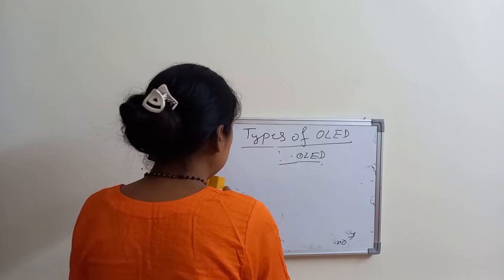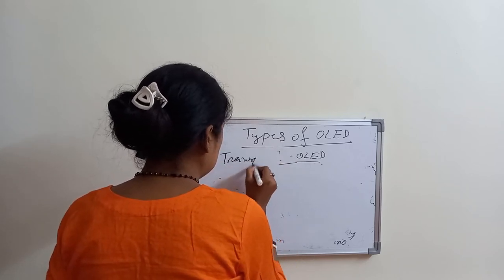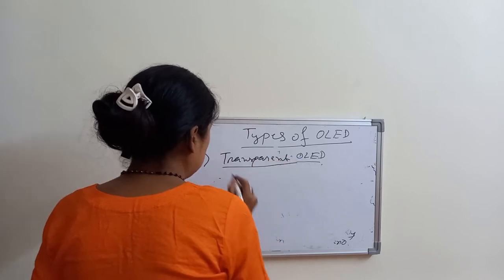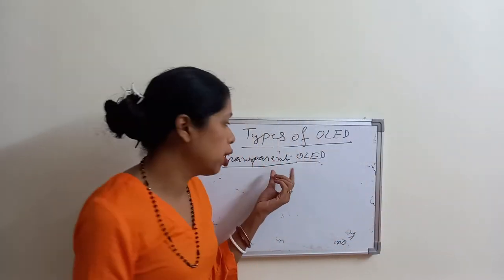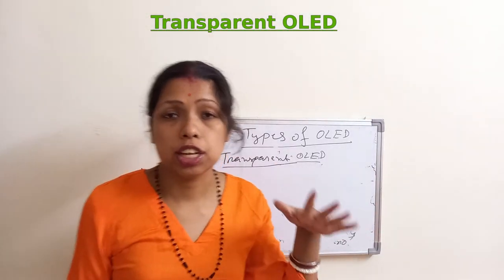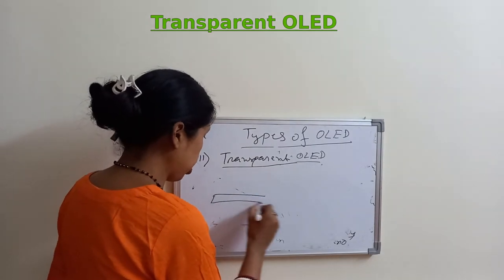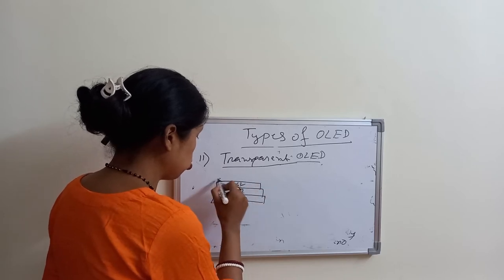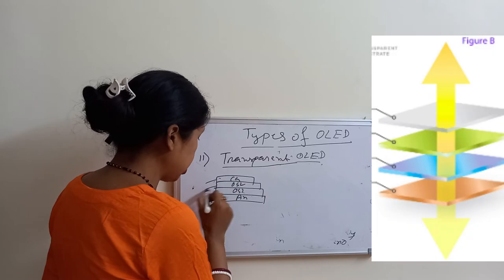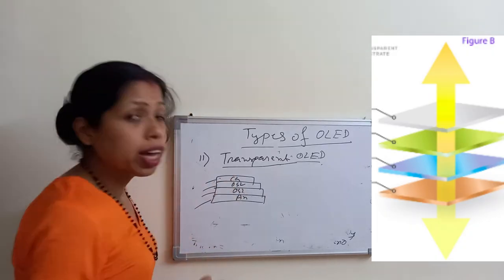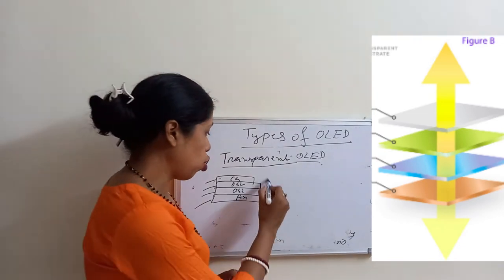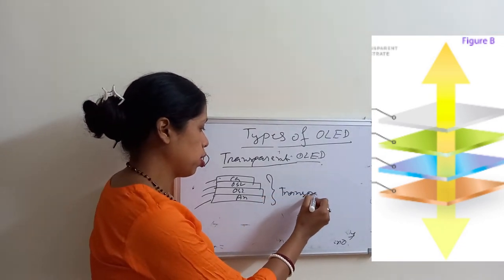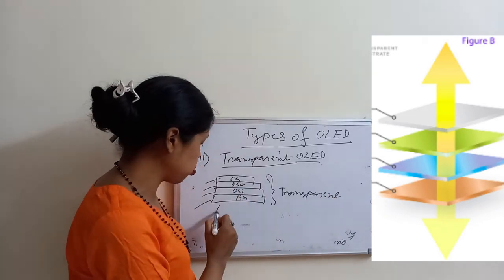Next is the transparent OLED. So if you see the name, transparent OLED, that means all the materials should be transparent. Whatever materials are used in this OLED, all the materials should be transparent, okay. So here it is supposed an anode, an organic layer, and cathode, okay. Each and every layer should be transparent in this case, right? So all the layers should be transparent.